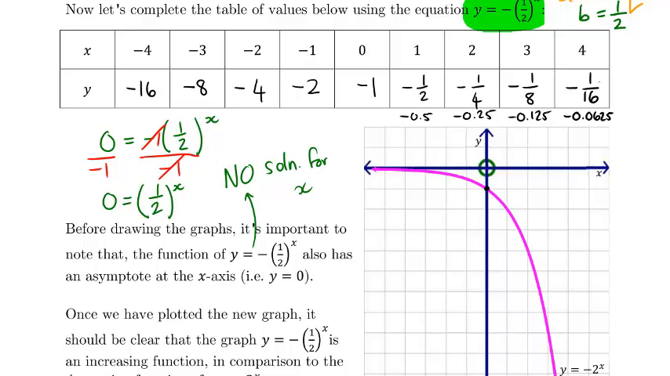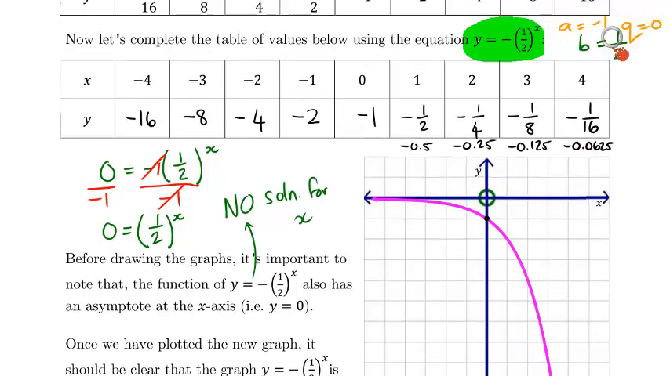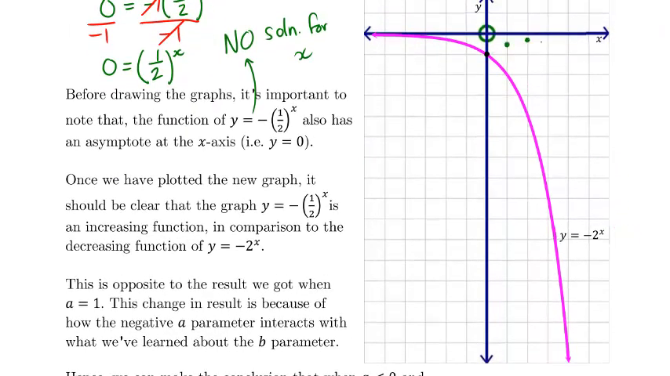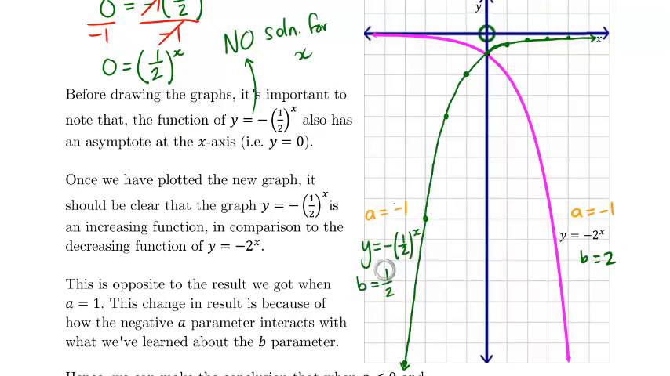Okay, but that aside, let's take these points, let's plot them, let's connect them, let's draw the graph, and then we'll be able to see what that value of b equal to 1/2 does to the graph when we have a negative value for a. So let's do this. And there's our graph for y is equal to -1/2 to the x in comparison to y is equal to -2 to the x, which was already plotted for us so that we didn't have to waste our time drawing it all over again.